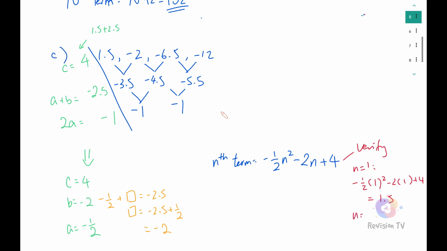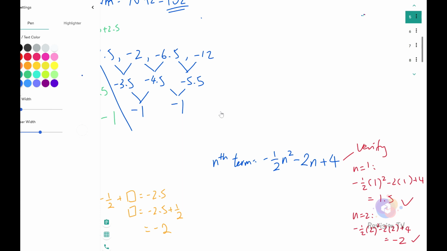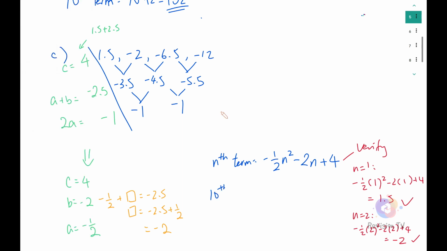Next one, when n equals 2, minus a half times 2 squared minus 2 times 2 plus 4 is minus 2, so it works. Okay, so that means we know we're correct. Next, to find the 10th term, we're subbing 10 in there. Minus a half times 10 squared minus 2 times 10 plus 4, which gives you, putting it in the calculator, minus 76.